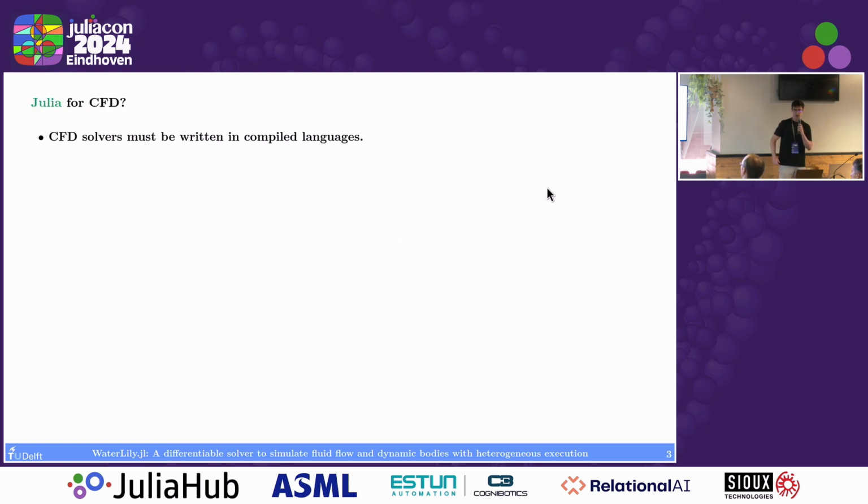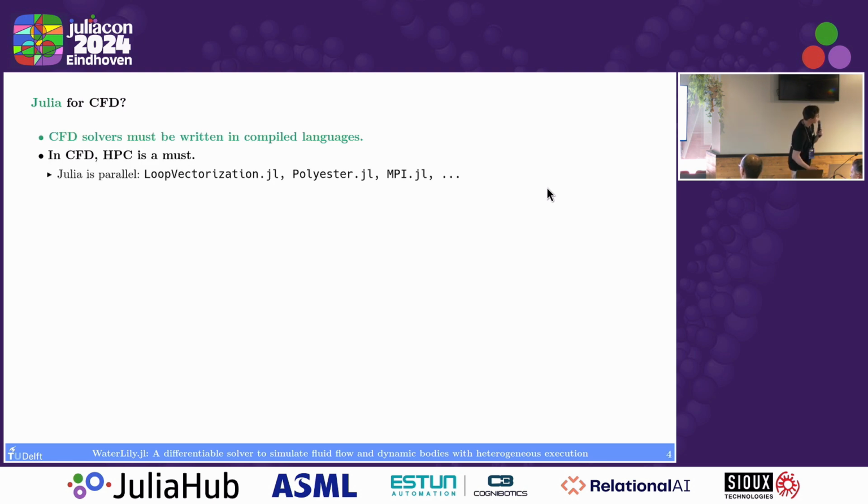So I don't need to convince you probably that using Julia for CFD is a good idea, but I will just summarize it here. First of all, of course, CFD needs to be fast because otherwise it's super slow to simulate all these temporal and spatial scales. So it needs to be a compiled language. That's a check for Julia. We also need the language to have parallelization capabilities. And in Julia, we can do that at the shared memory level and in the distributed memory level as well with different packages, which is also very important for CFD. So that's another check.